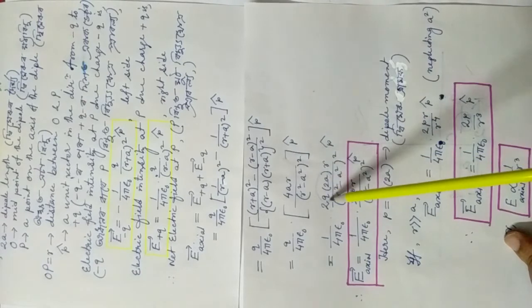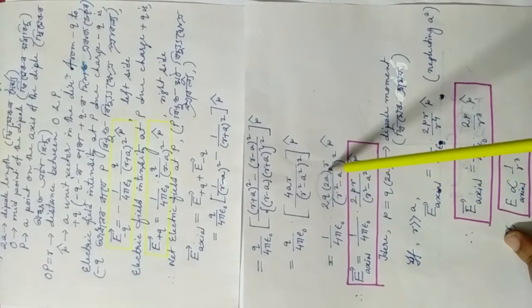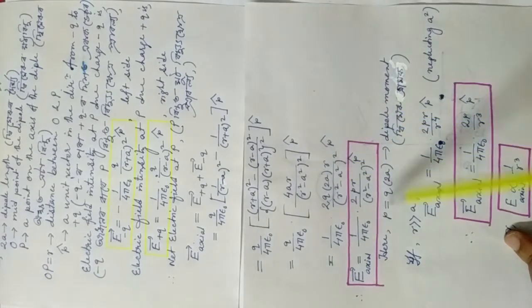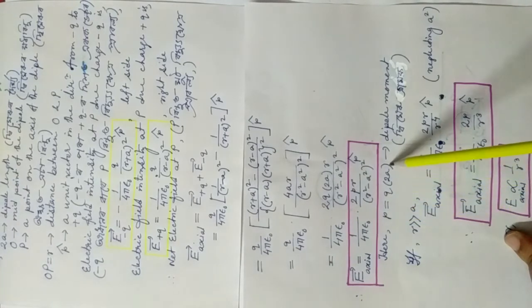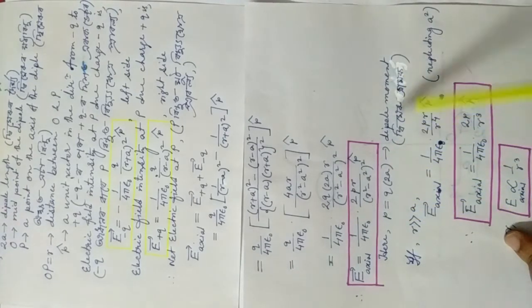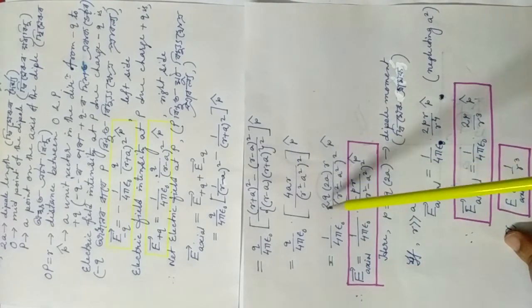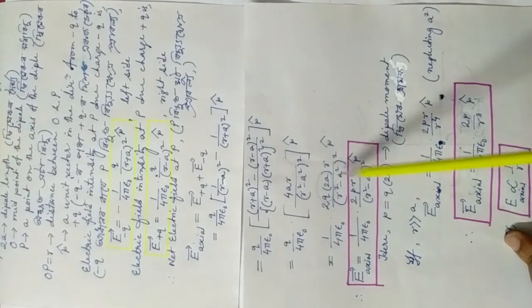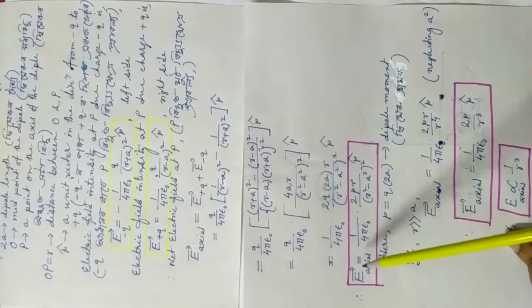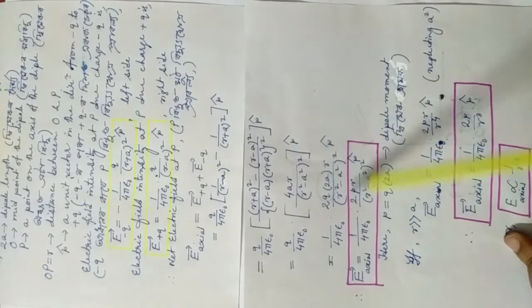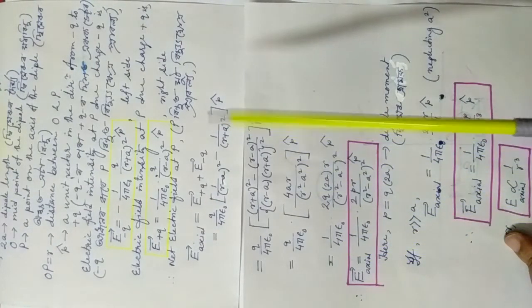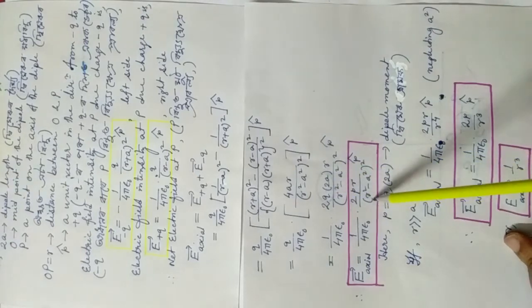Why have I written this? I want to write this formula in terms of the dipole moment. You know, p is equal to q into 2a. This is called the dipole moment. That is why now q into 2a we may write as p, and this 2 is here, and this is r, and this is p cap. This is the net electric field formula for the net electric field at any point on the axis of the dipole.